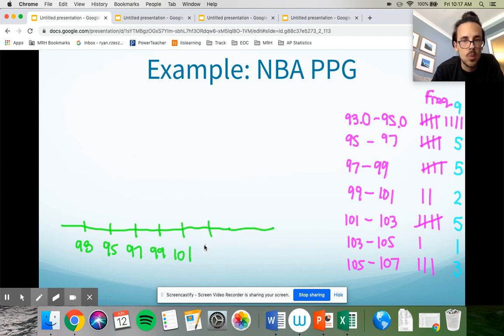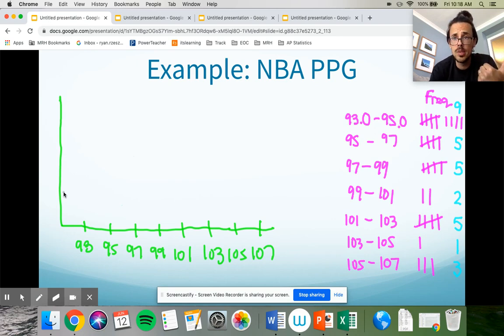I've got to make it to 107 and make sure that they're spaced about the same. It's harder to do on this tablet, but you get your spacing going right there. And then my y-axis is going to be either frequency or relative frequency. This is a rare situation where I think frequency is actually just fine. There are only 30 teams in the NBA. Most people know there's only 30 teams in the NBA.